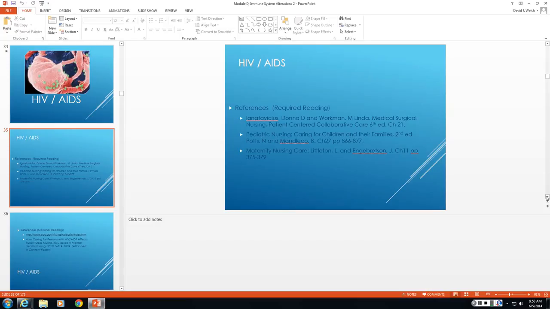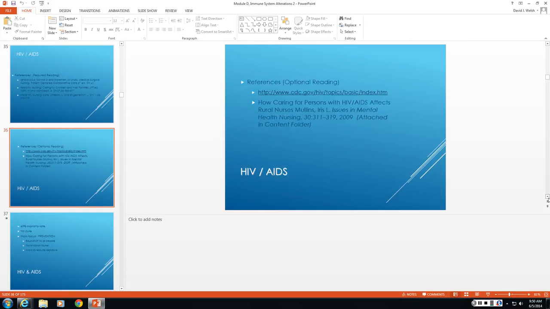If you want to look at the other slides on 30, the other books on 35, it's also in your maternity and peds books. I'm not going to go over those. There are also CDC guidelines on caring for patients with HIV/AIDS, and there's a website here on slide 36.